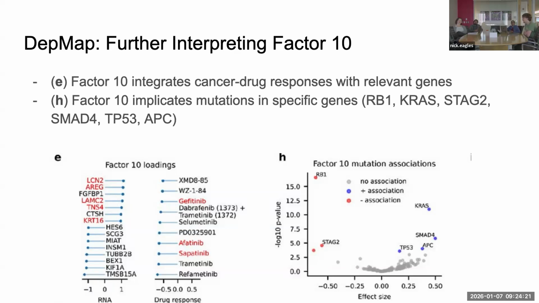They also looked at mutations. So there's this volcano plot in panel H here. They were trying to measure the association of factor 10 with certain mutations, so that's where we get an effect size and a p-value. And certain mutations in very specific genes were implicated for factor 10 specifically. I'm not that familiar with the biology of these genes, but this would be an interesting finding in terms of the cancer here.